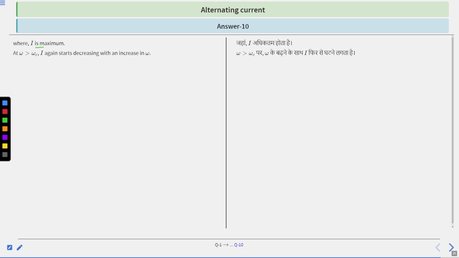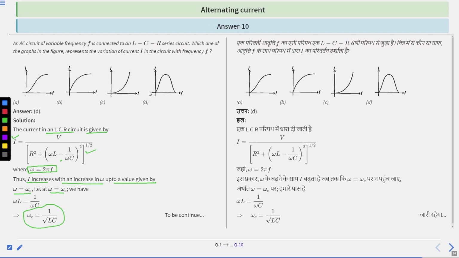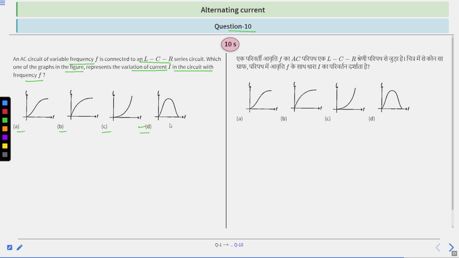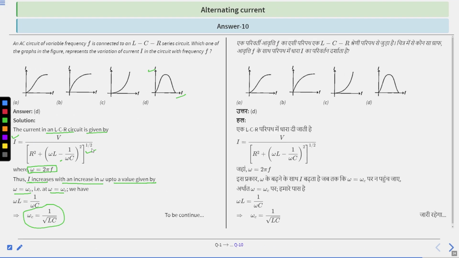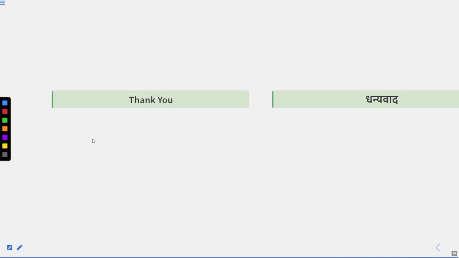Here I is maximum. At omega greater than omega C, I again starts decreasing with an increase in omega. Clear? So the correct answer is this one, the I versus f graph. So option D is correct. Clear? And this is the calculation part. Clear? Thank you.